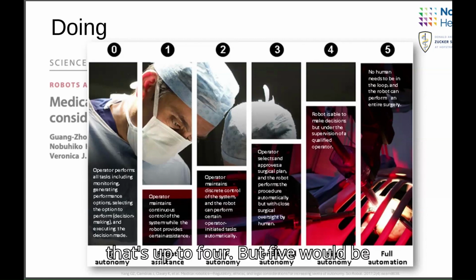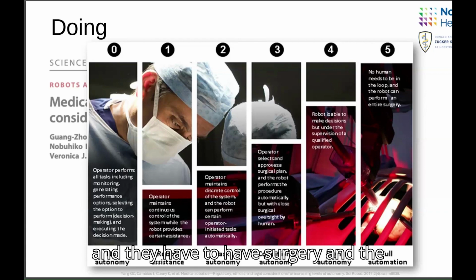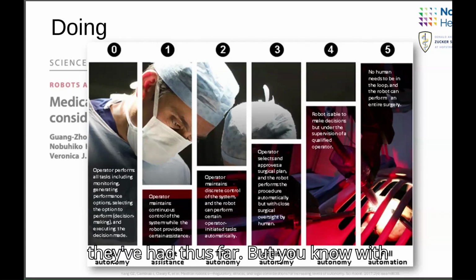So that's up to 4, but 5 would almost be like, instead of fellows, this is some AI system. We've seen those movies where someone's in space and they have to have surgery, and the robot does the surgery on them, right? So that's clearly in the realm of science fiction. But this is the kind of classification that they've had thus far.